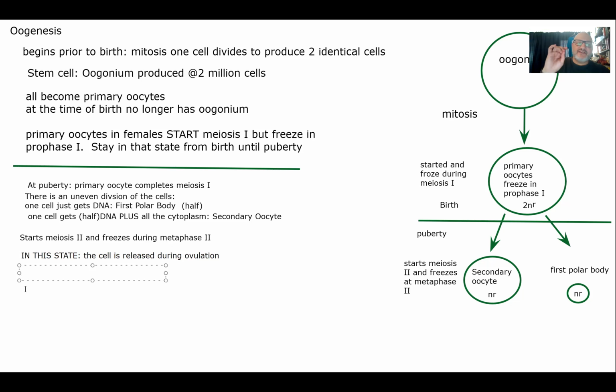And if the secondary oocyte is not fertilized by a sperm, well, let's say it this way. If it is not fertilized by a sperm in 24 hours, it dies. Our secondary oocyte lasts about 24 hours. And if it is not fertilized in that 24-hour period of time, it dies, never having fully completed meiosis 2. It dies as an immature cell.